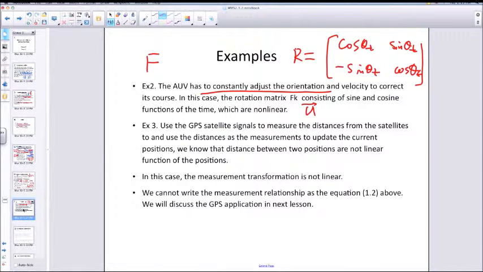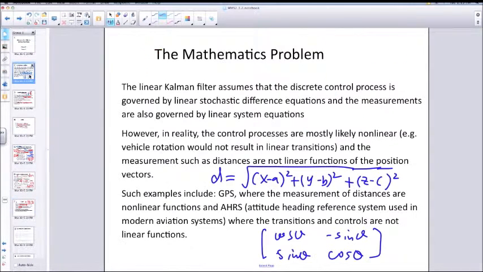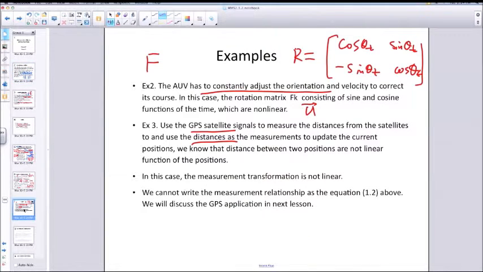The third example, when you look at the GPS signal, you'll find that the distance formula, as we pointed out before, is not linear, of course. So you've got a bunch of examples where you have to change into a general function.